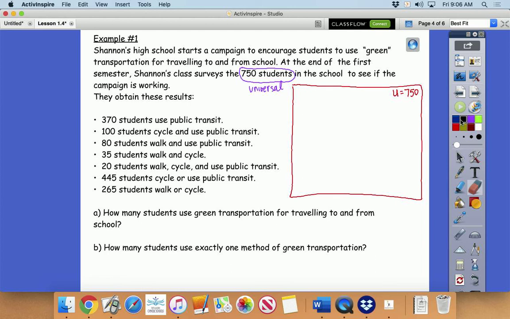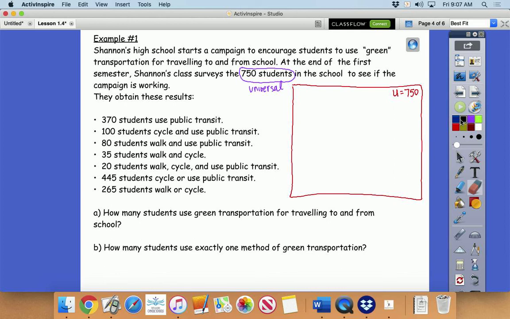So let's read the rest of the information. We have 370 students use public transit. 100 students cycle and use public transit. 80 students walk and use public transit. 35 students walk and cycle. 20 students walk, cycle, and use public transit. 445 students cycle or use public transit. 265 students walk or cycle.